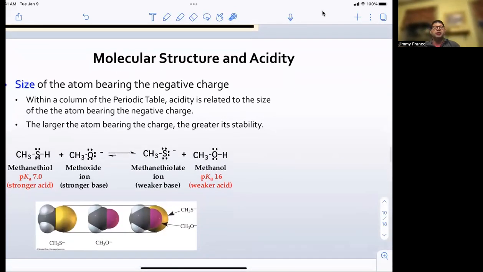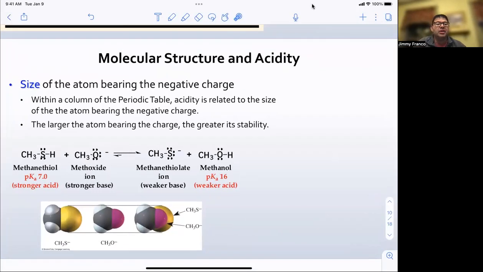The other one is size, right? We said as you go down the periodic table, the atoms get bigger, and so they're better adapted at accommodating that extra charge. Within the periodic table, the larger the atom, the better it is at accommodating that negative charge. The notes say bearing that charge, so it can hold that charge. If we look at sulfur and oxygen, they sit right on top of each other. Actually, to do that backwards, oxygen's on top and then sulfur.